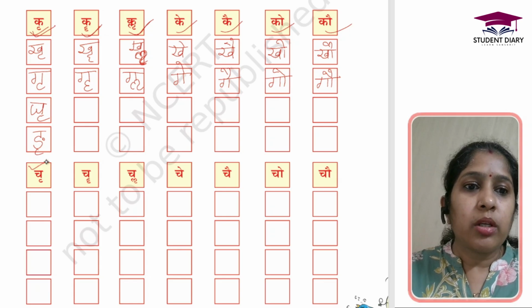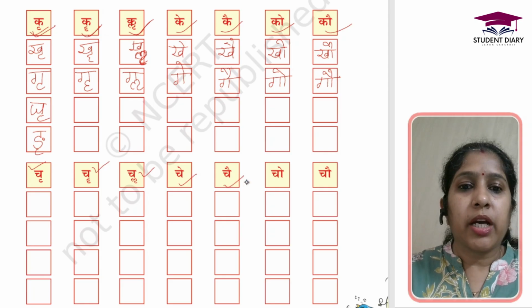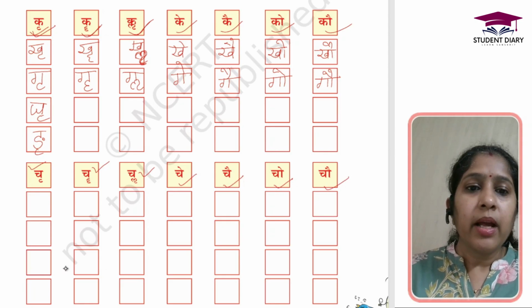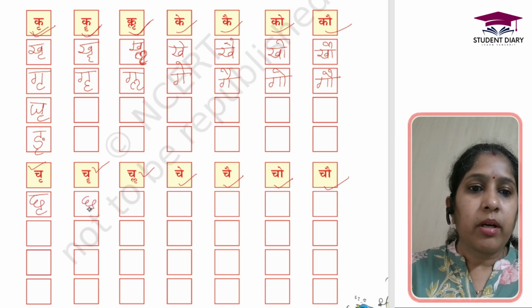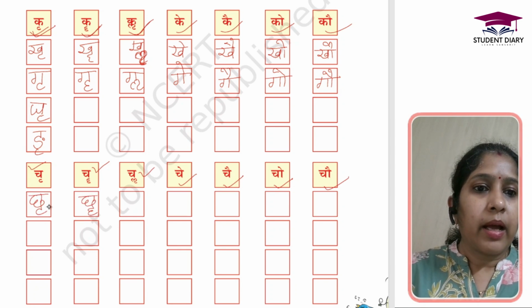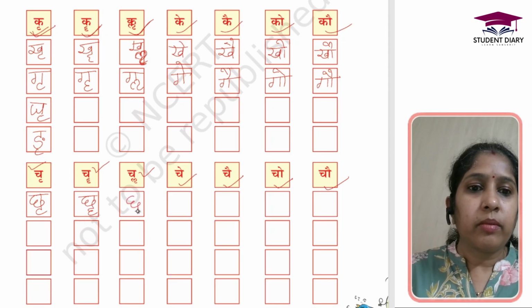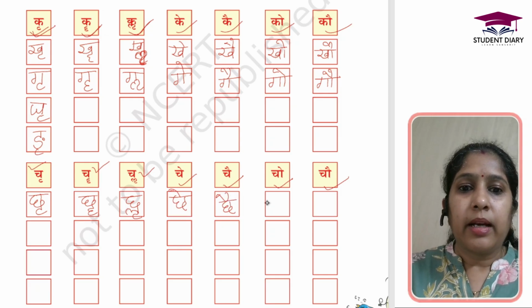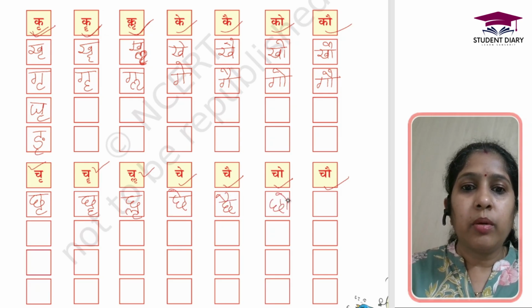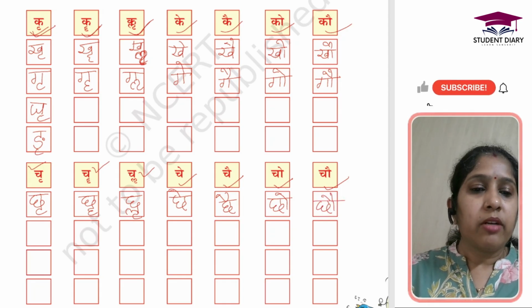Cha wala lines. It is cha, chru, chru, chru, che, chai, cho, chau. Correct? Same way after cha, what comes? So it will become chru, and then chru, like this. Okay, then it is going to be che, and then it is going to be chai, and then it is going to be cho, and then it is going to be chau.